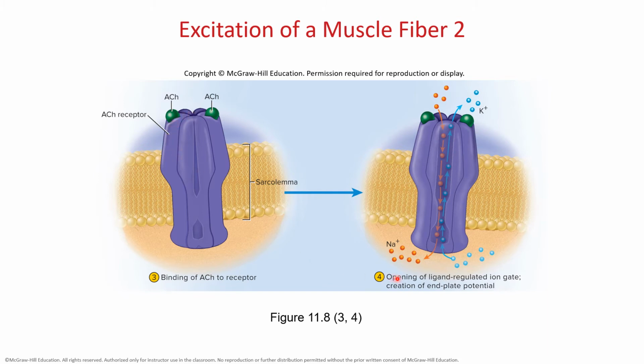Once it binds to the receptor, this is going to open this chemically gated ion channel, and this is going to create the end plate potential. So sodium's going to rush in, potassium's going to rush out, and that is going to create the end plate potential.